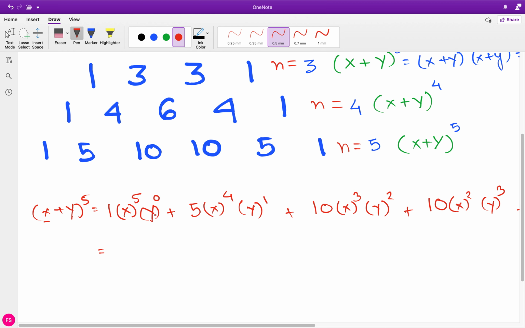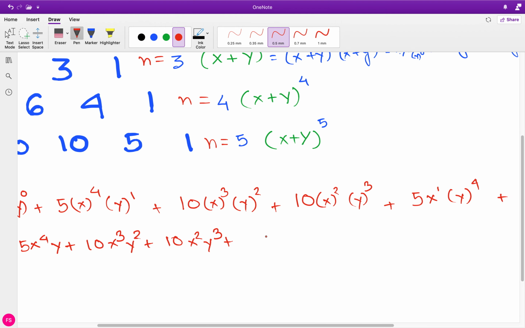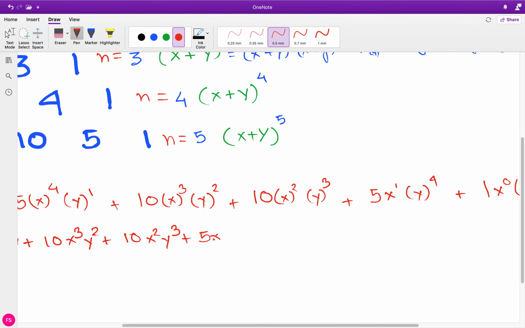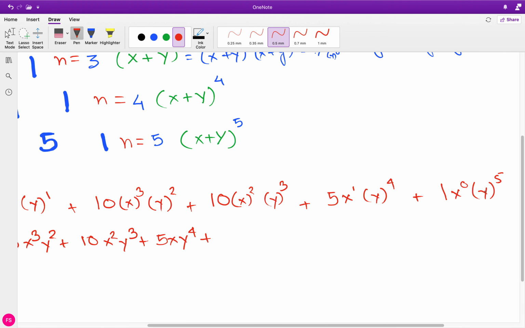So anything to the power of 0 is 1, so it's just gone. Then I have x to the power of 5 plus 5x to the power of 4 times y plus 10x to the power of 3 y squared plus 10x squared y cubed plus this one is 5x y to the power of 4 plus the last term, it's gone, so you just have y to the power of 5.